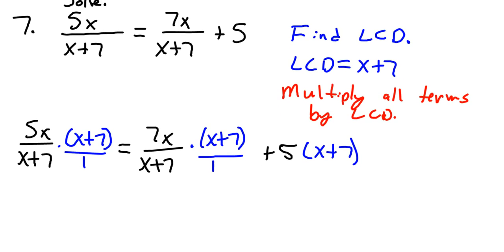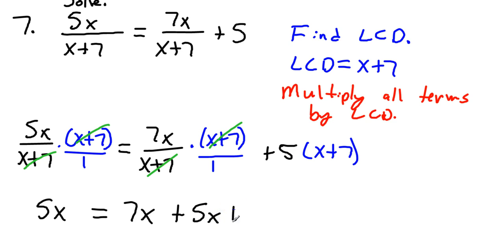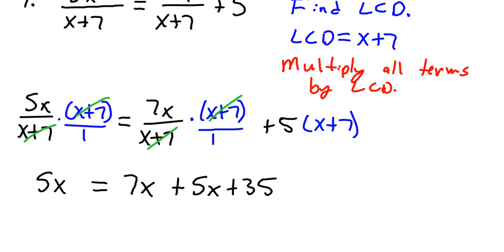And once you do that, all the fractions should be gone because the x plus 7 will knock itself out here and here, leaving you with 5x. Same thing on the next one: the x plus 7s will knock each other out. And then just a little bit of distributive property on the end. It's 5x plus 35. And now that all the fractions are gone, it's just a regular solving equation.